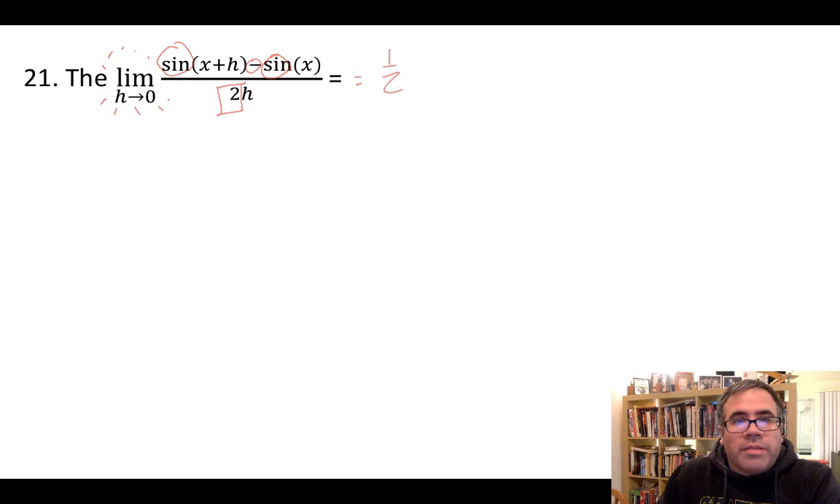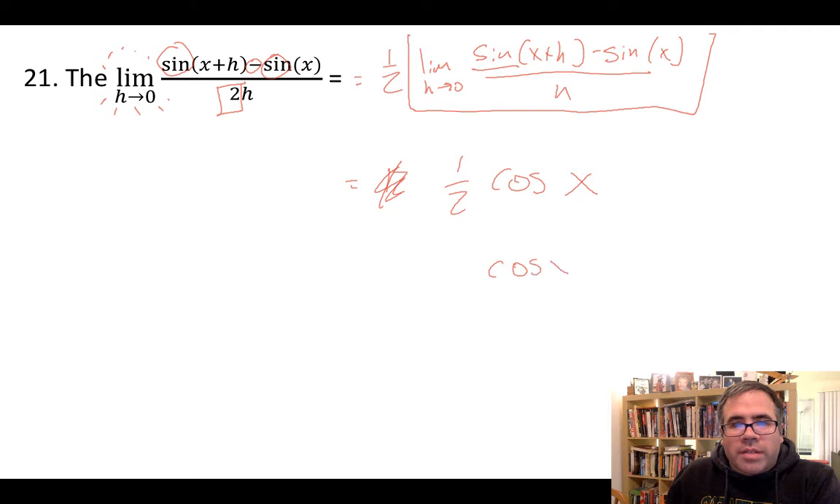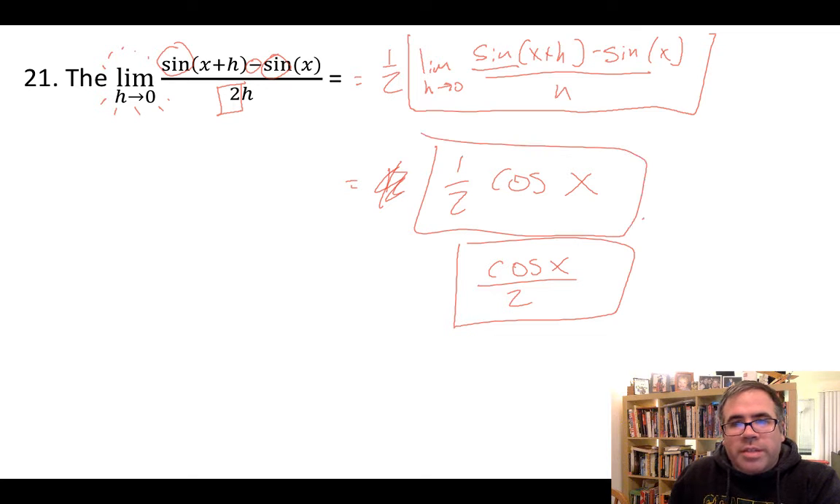So this is just 1/2 the limit as h goes to 0 of sine of x plus h minus sine of x over h. And this expression here is the definition of the derivative of sine. So to solve this, we just take the derivative of sine of x. That's going to be cosine of x. So this is 1/2 cosine of x, or if you like, cosine of x over 2. Both of these are perfectly fine.